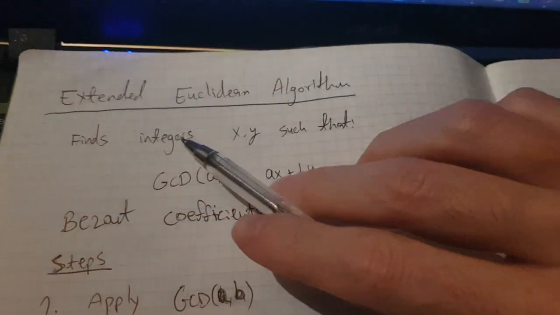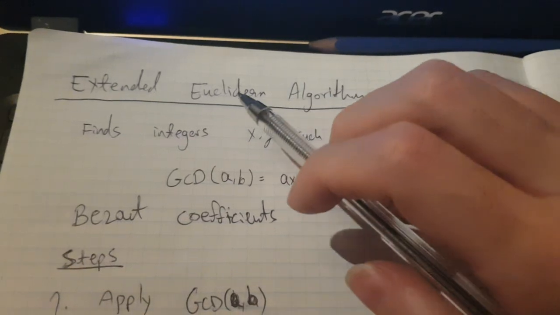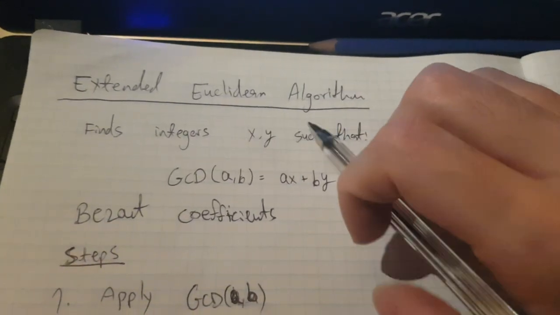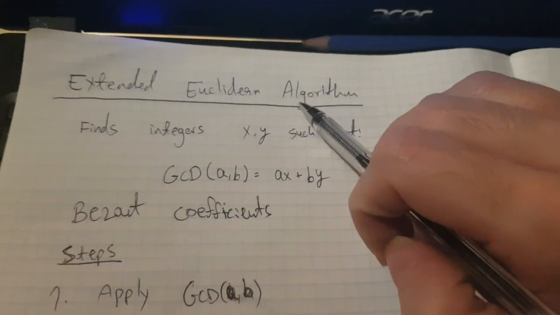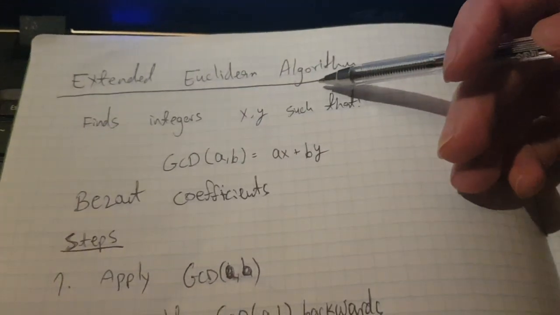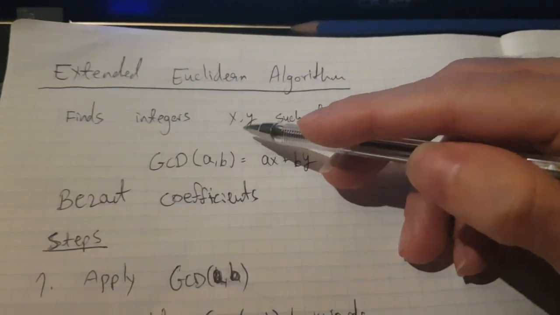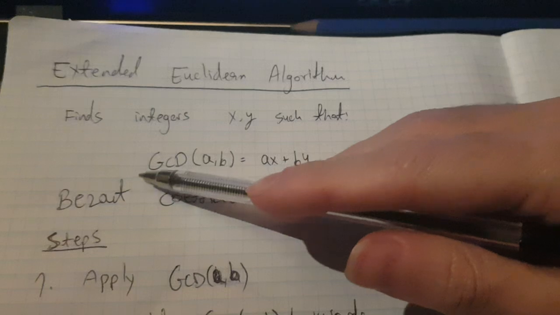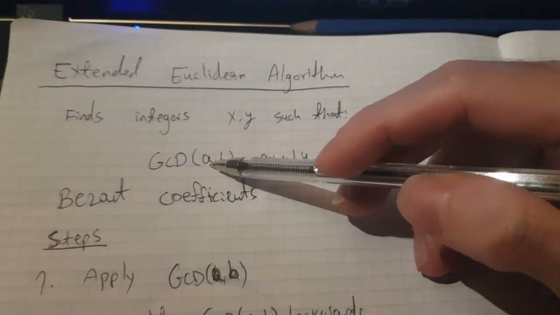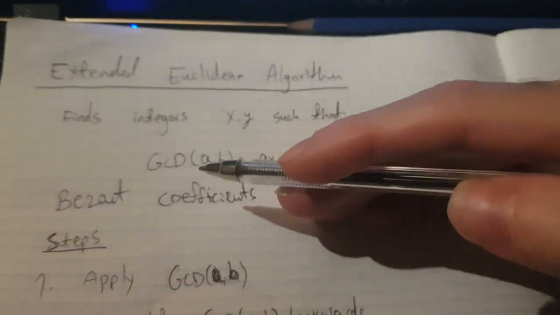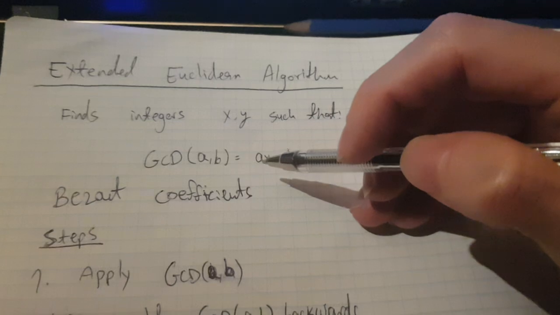Okay, so the idea now is to talk about the extended Euclidean algorithm. After we talked about the Euclidean algorithm, now we're going to talk about the extended Euclidean algorithm, which, after we did the Euclidean algorithm, will let us find two integers, x and y, such that the greatest common divisor of two integers a and b will be equal to what the Euclidean algorithm gives us, and we have a video about it.